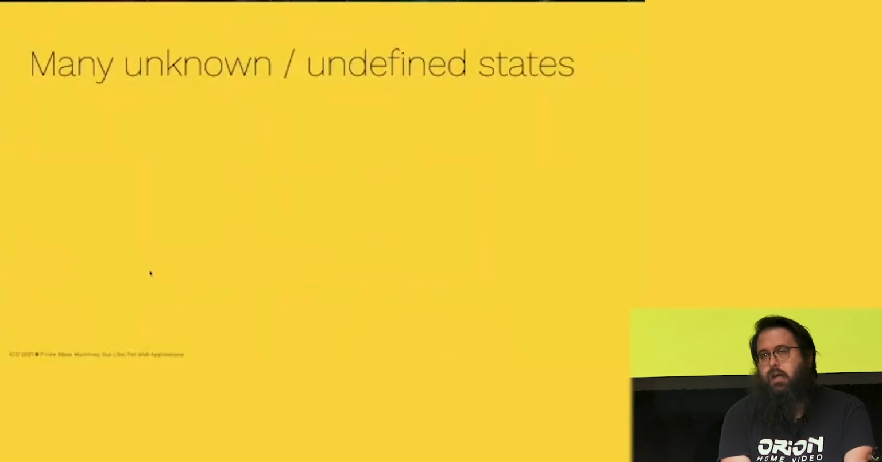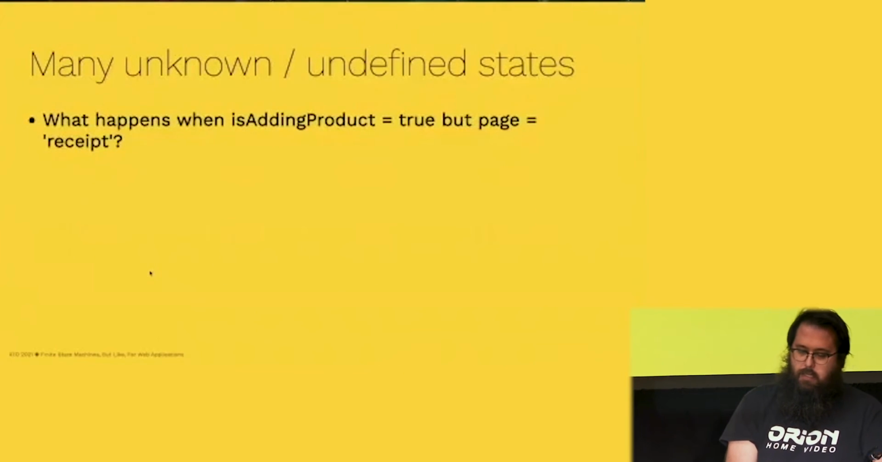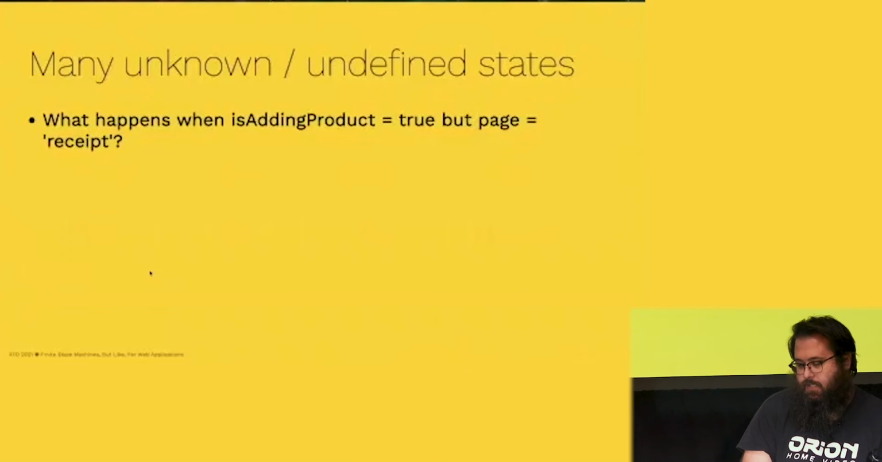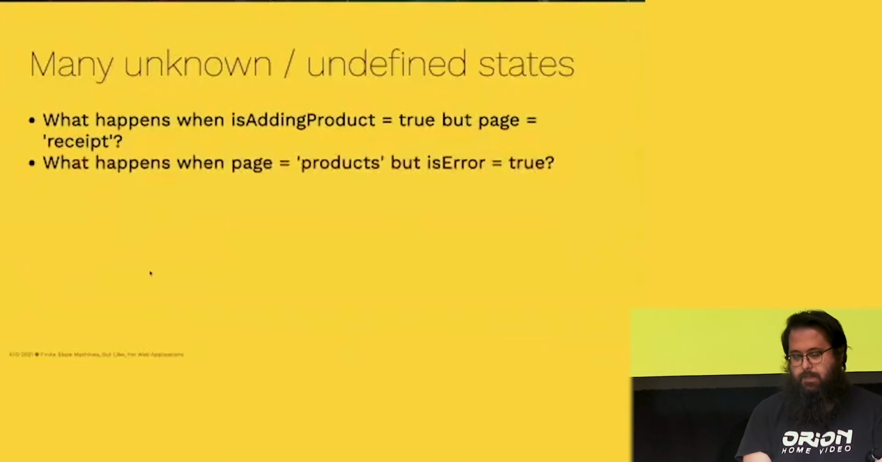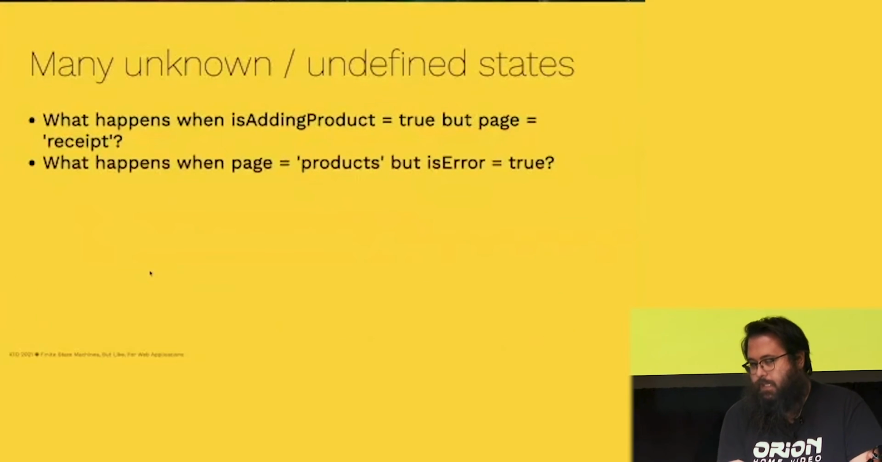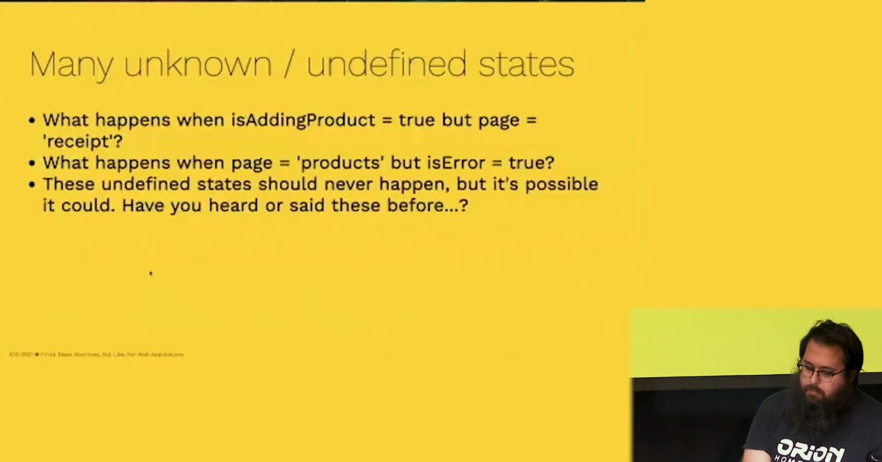There are also many unknown and undefined states, and by states here I mean what the user is currently doing. So for example, what happens if is adding product is set to true, but they're on the receipt page for whatever reason? Or what happens if they're on the product page, but is error is true? I didn't really demo that in the example, but is error was for if there was an error when buying something. And so these are undefined states. They shouldn't happen, but it's possible.